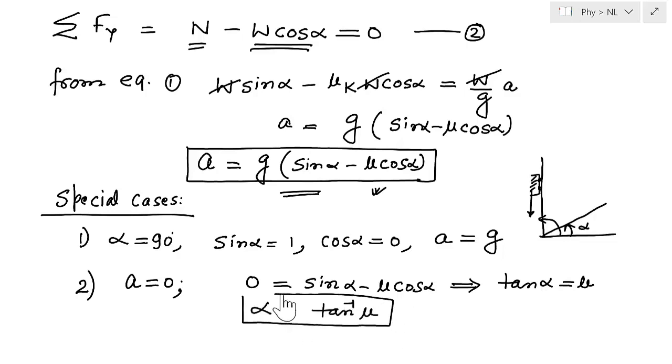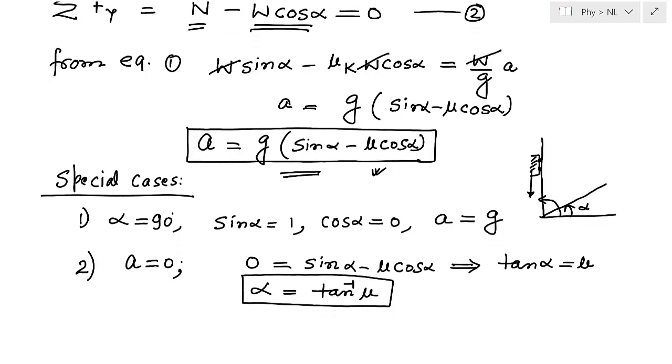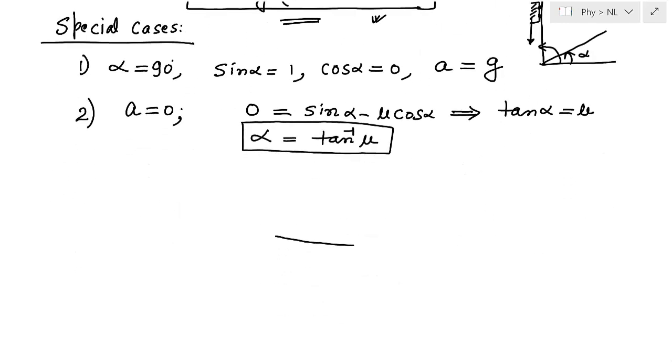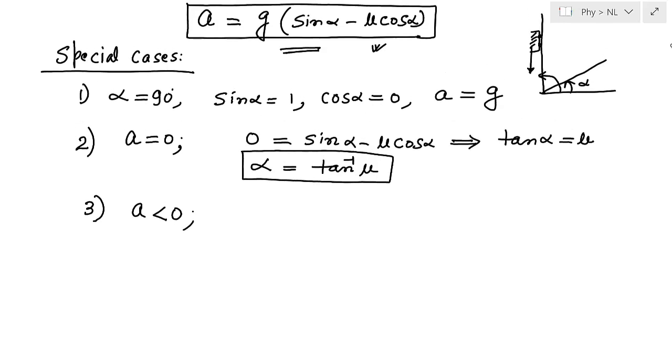So if you remember, this was the angle that we derived in the previous video when the object or toboggan was moving with a constant velocity. Now the third possibility, when the acceleration can be negative. So there is a possibility that acceleration can be negative, and acceleration is nothing but g sine alpha minus mu cos alpha.